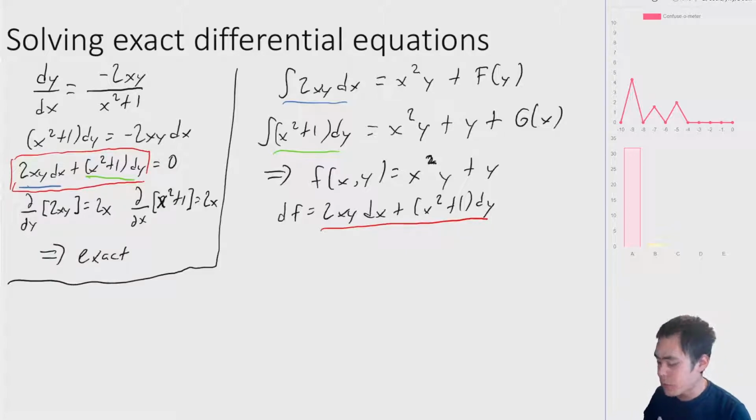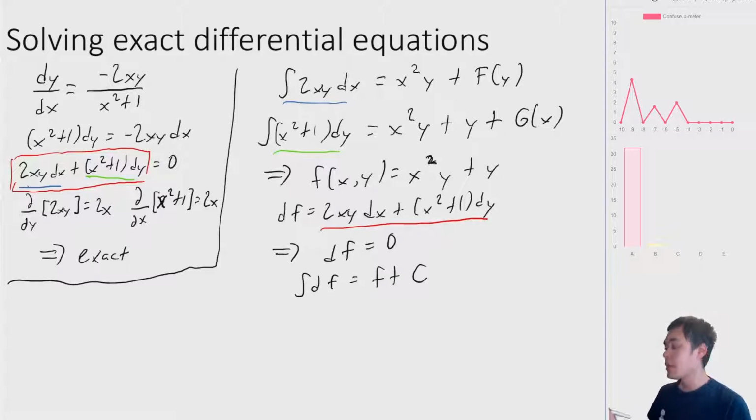And so therefore, we know that df is equal to 0, right? And we can take the integral. So the integral of df is going to be just f plus c. So you're reversing the integral here. And that implies that x squared y plus c is equal to 0.